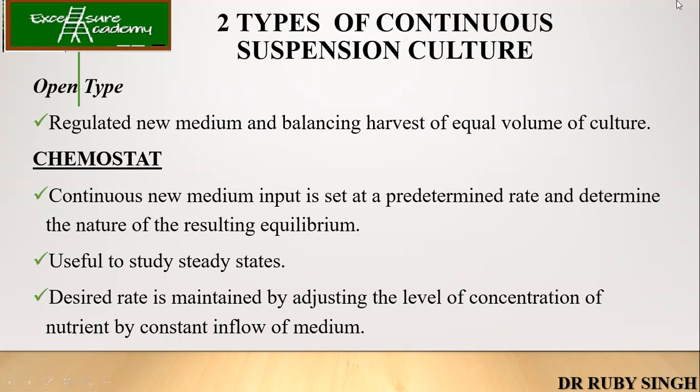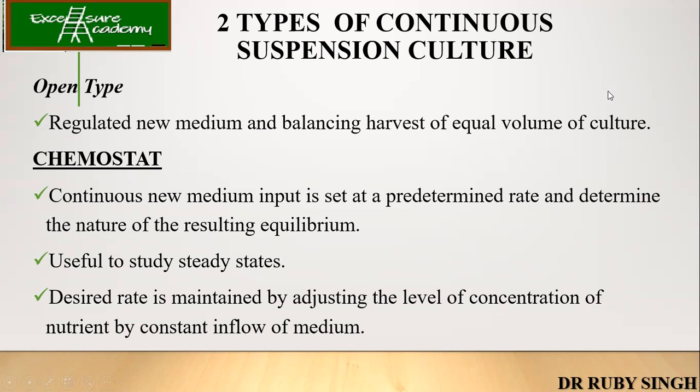Okay. Now, as we were talking about, there are two types of continuous suspension culture, open and closed. And under open, we have got the chemostat and turbidostat. Now what does this mean? Open type means, again, you have got a controlled or regulated way of addition of new media and balancing the harvest of an equal volume of culture.